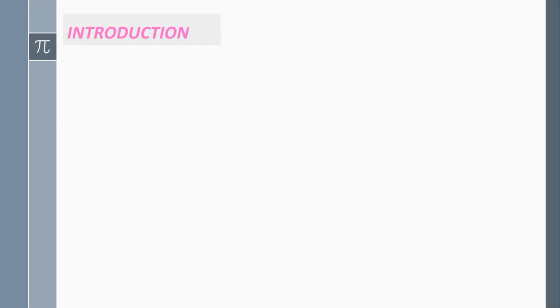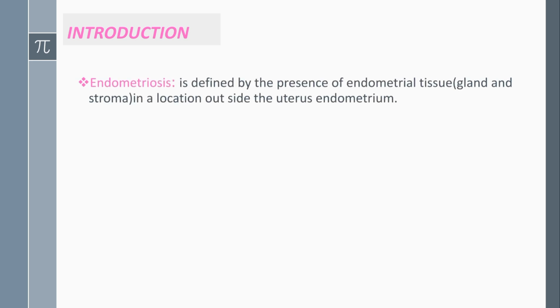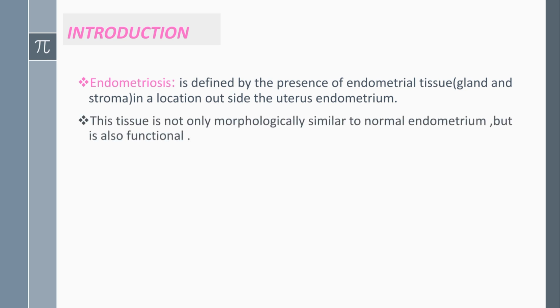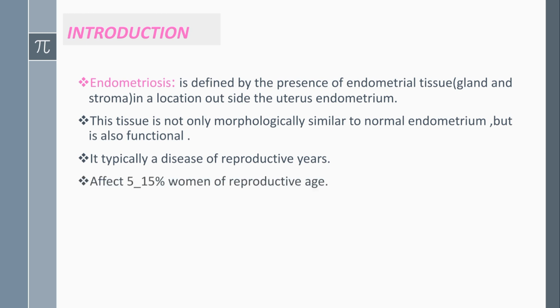Now, what do we mean by endometriosis? Endometriosis is defined by the presence of endometrial tissue, glands and stroma, in a location outside the uterine endometrium. This tissue is not only morphologically similar to the normal endometrium, but also functionally similar. It's typically a disease of the reproductive years and affects about 5 to 15% of women of reproductive age, with a peak incidence at about 30 to 45 years of age.